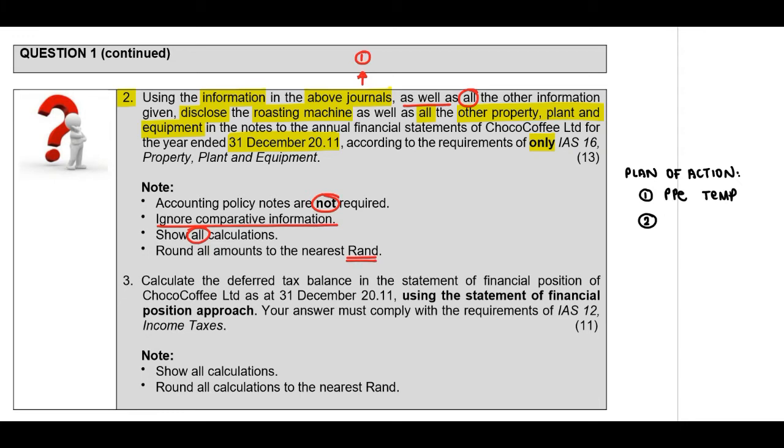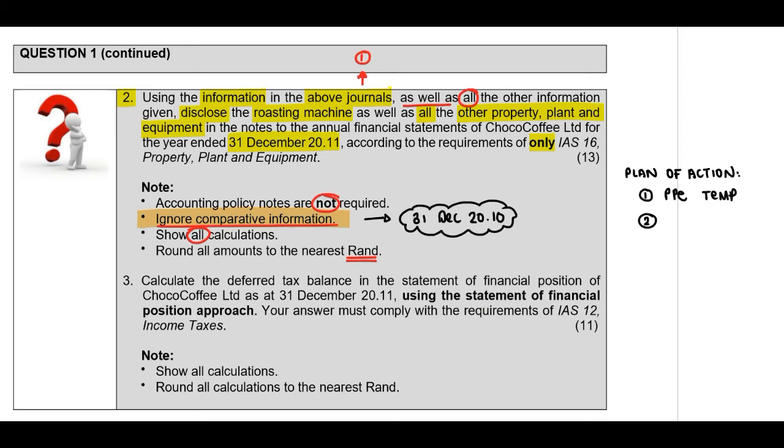Important, if they do not indicate to you to ignore comparative information, you need to be able to identify that you need to include the 31 December 20.10 note section as well in terms of comparative information.